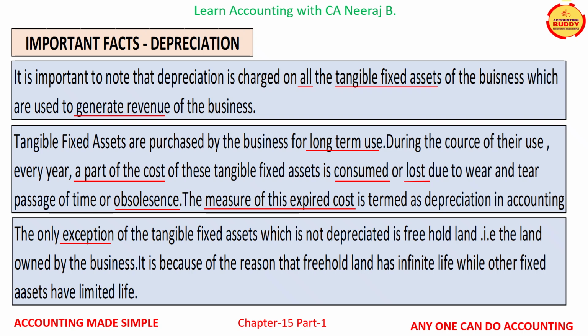The only exception of the tangible fixed assets which is not depreciated is freehold land, that is, the land owned by the business. It is because the freehold land has infinite life while the other fixed assets have limited life.